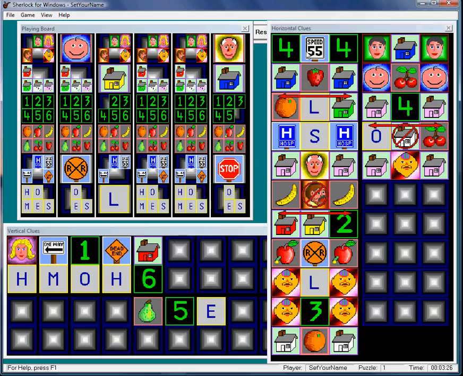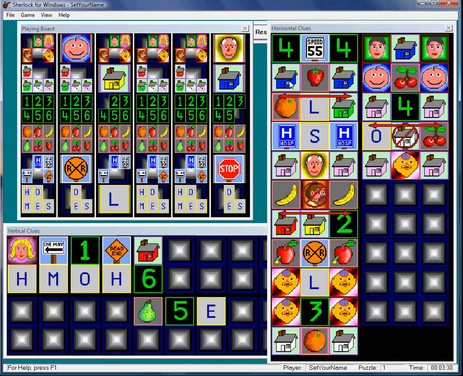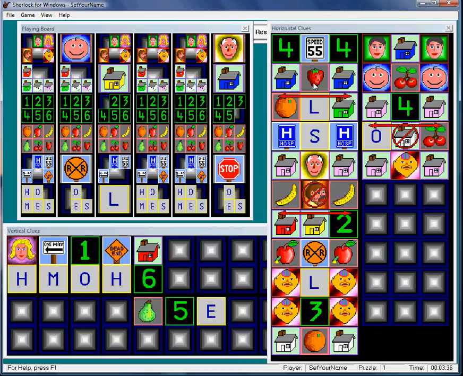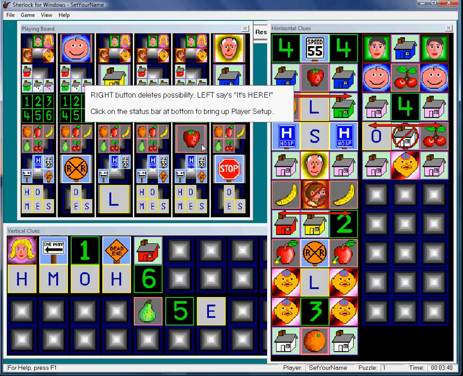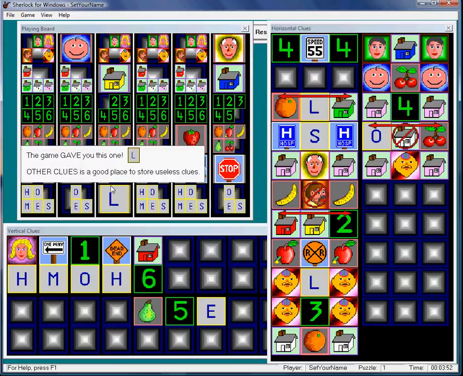Let's take a look up here. The 4 is next to the 55 limit sign. Well, I don't see either one, so that doesn't help us. The blue house is in the column adjacent to the strawberry, and that means directly adjacent. So it must be here. Remember, adjacent means next to, not in the same column. That clue's done. The orange and the greenhouse have one house column between them, and there's an L between them. Well, here's the L.